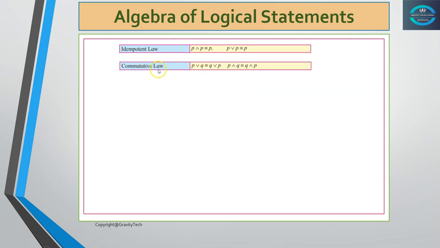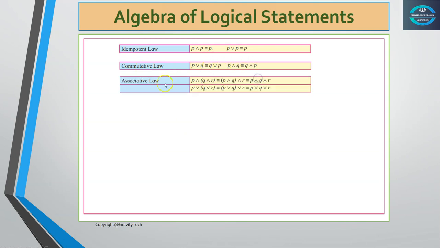Next is the commutative law. Commutative means order-independent. What does it mean? Order really doesn't matter. A and B will be the same as B and A, right? Just think of multiplication. If you multiply 2 into 3, or 3 into 2, you get 6 either way. Similarly, this is the commutative law. P or Q is equal to Q or P, and P and Q is equal to Q and P, right?